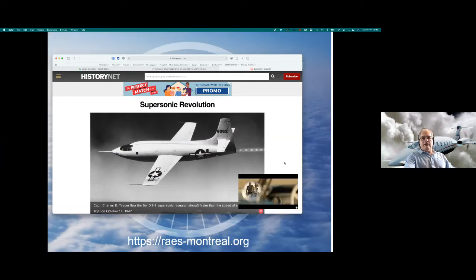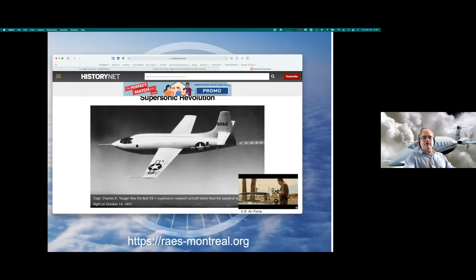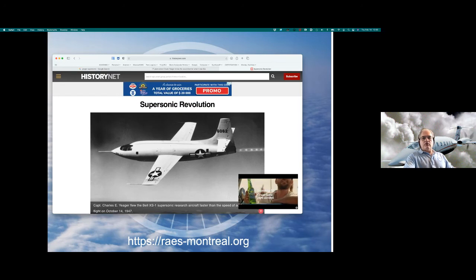Are you still seeing my screen there, Fadi? Not yet, but I will share it. Okay. Your screen's live now. Okay, you see the picture of the XS1 here? Yeah. The rocket plane with some ad that I can't do anything about for the moment. I just did this Google search. I hope it stays clean for the audience here, whatever it is.